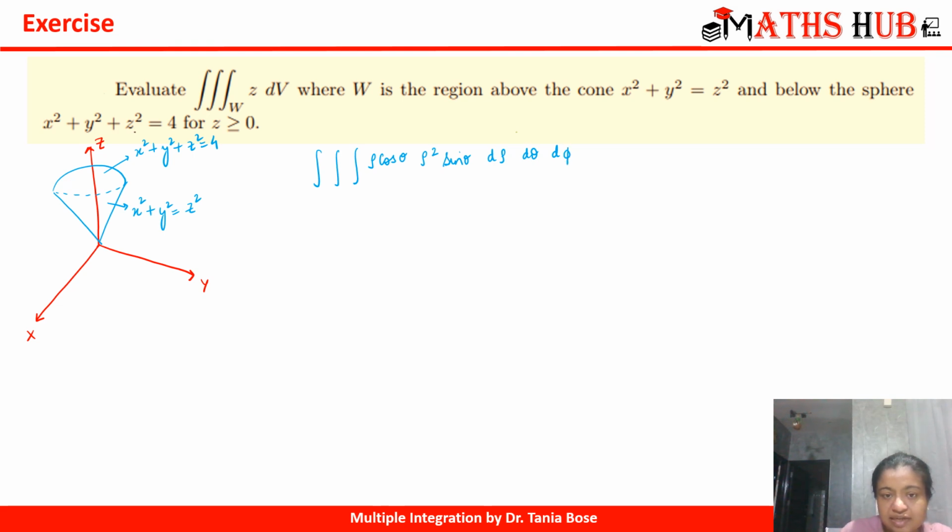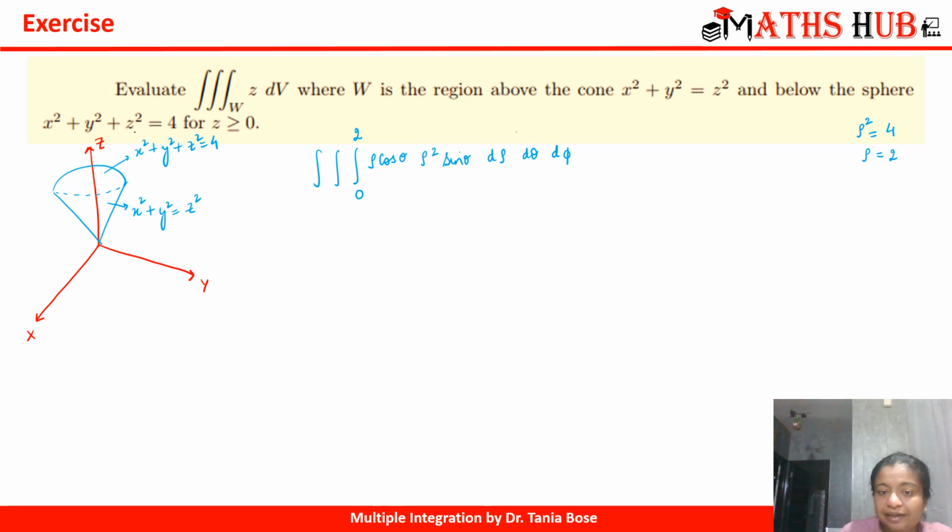Okay, so let us consider the limits one by one. In this region, x square plus y square plus z square is equal to 4. When I put the values, I get rho square is equal to 4, so rho is equal to 2. So the lower limit is 0 and the upper limit of the radius is 2.